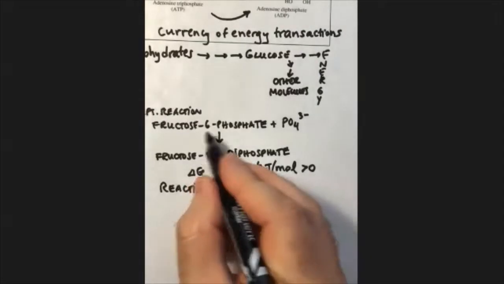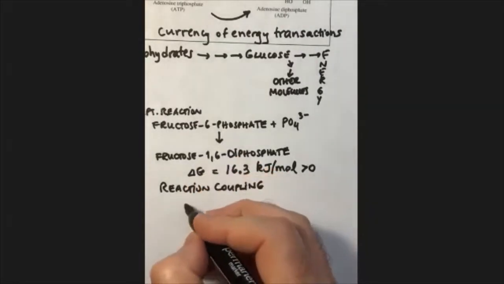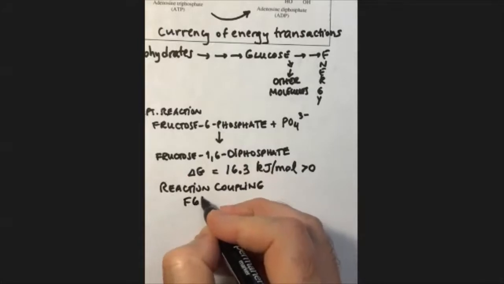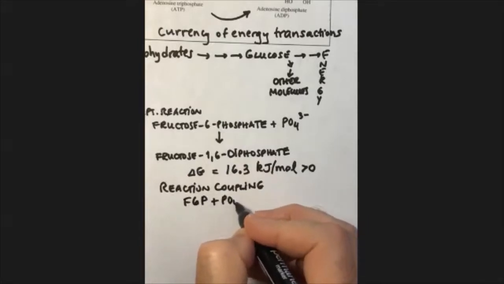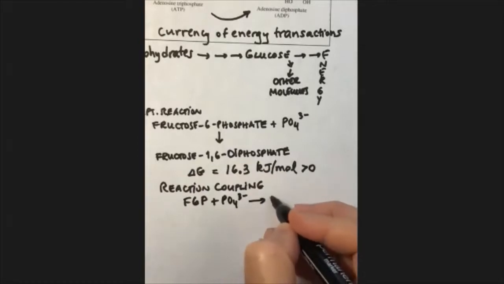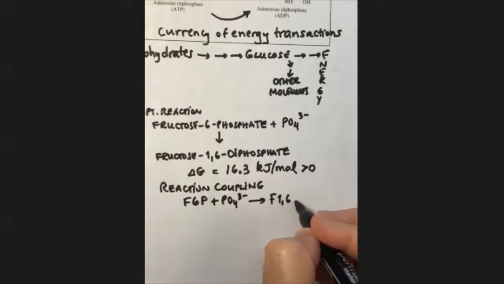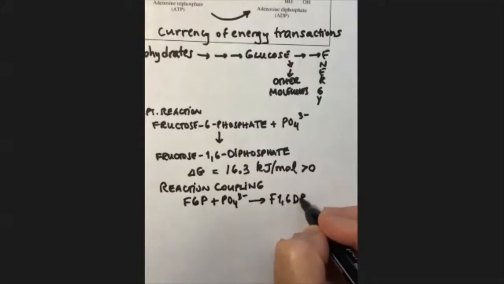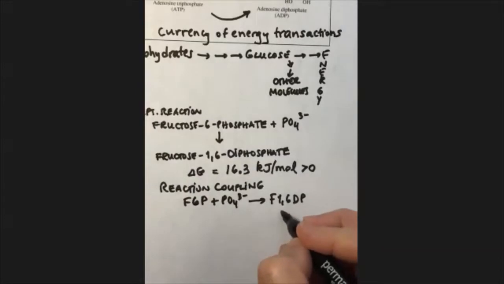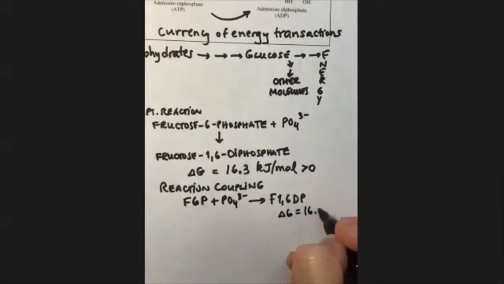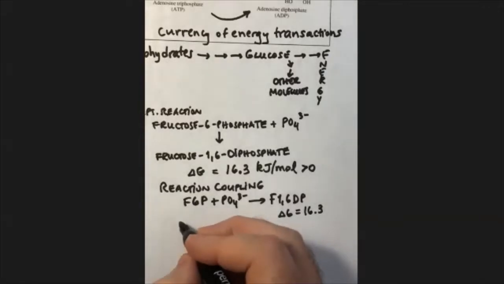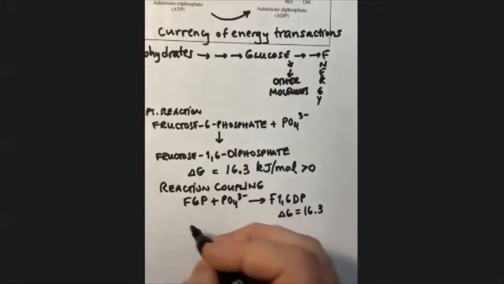And so what it does is it's called a reaction coupling. And I'm going to use some abbreviations here. Okay, so we have F6P plus PO4 3 minus, giving us F16DP. I'm abbreviating these things because it's just too long. With a delta G of 16.3 kilojoules per mole. And what the enzyme does is it couples it with the hydrolysis of ATP.